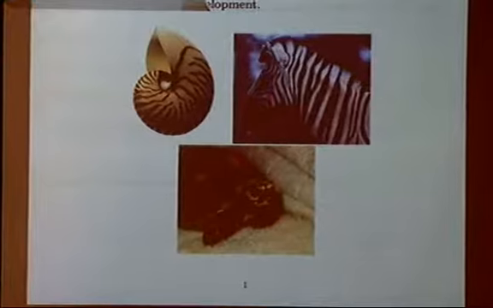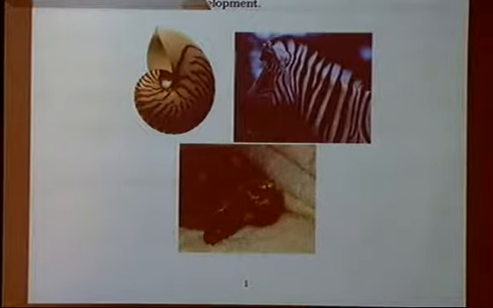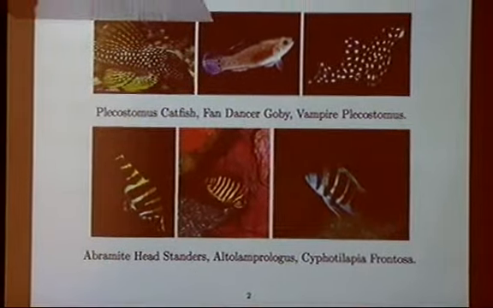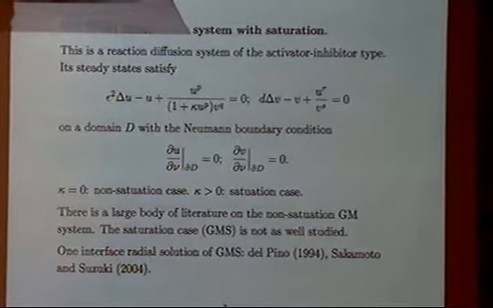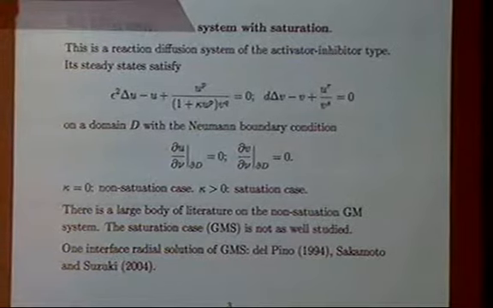morphogenesis problems. I remind you of the very first lecture given by Professor Li on this type of patterns. Fish also have patterns of this kind. And the starting point we learned from the first lecture is to look at the Gierer-Meinhardt system. So here's the Gierer-Meinhardt system.